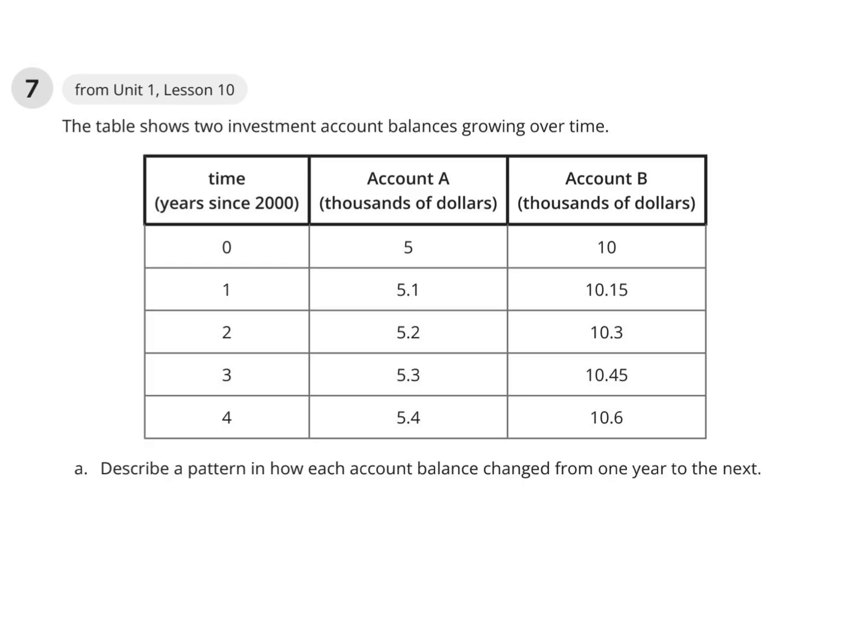Okay, let's look at this table showing how investments are growing over time. Describe a pattern how each account changed from one year to the next. So the first thing we got to do is figure out the change. If this is thousands of dollars, that means it's changing 100, 100, 100. So the change is 100 starting at 5,000. And so this is changing 10,000, but this is changing $150.